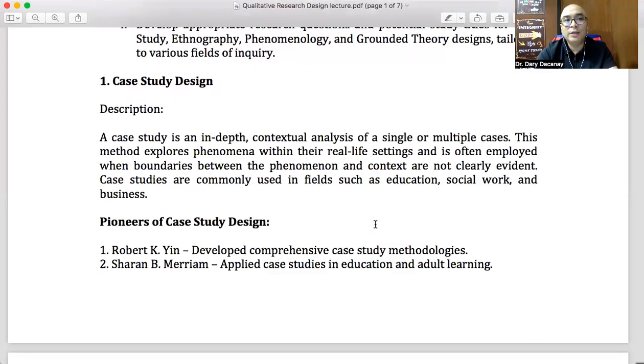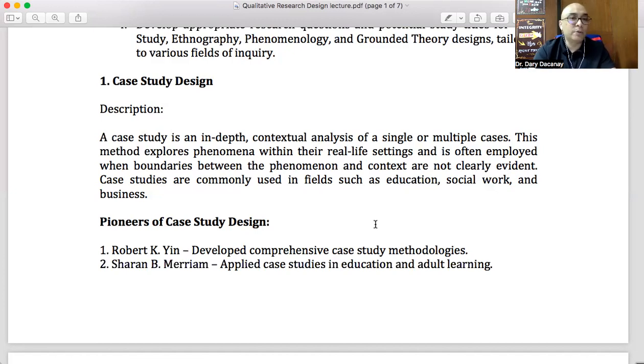So first, let's talk about the case study design, which I think majority of you will be doing. Now, it's an in-depth contextual analysis of either a single or a multiple cases. I have specifically, I think, made mention doing only a single case study, so as it would be easier for you rather than doing multiple case studies. Because if you have several participants, you will have to cross-analyze each of the participants that you will be gathering. It would take much of your time.